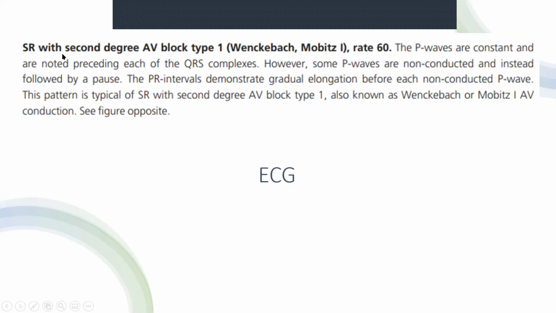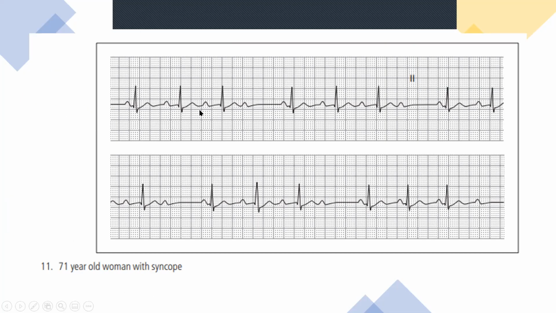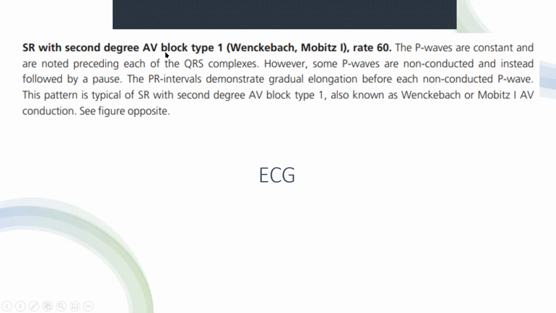So here we have sinus rhythm. They say it's sinus rhythm because P waves are always present. So that's why they consider it a sinus rhythm with a second degree AV block type 1, so Wenkebach or Mobitz type 1, at a rate of 60. The P waves are constant and are noted preceding each QRS complex. However, some P waves are non-conductive and instead followed by a pause. The PR intervals demonstrate gradual elongation before each non-conductive P wave. This pattern is typical of sinus rhythm with second degree AV block type 1, also known as Wenkebach or Mobitz 1 AV conduction. All right, so let's move to what they have.